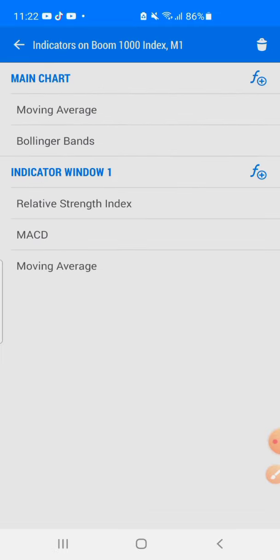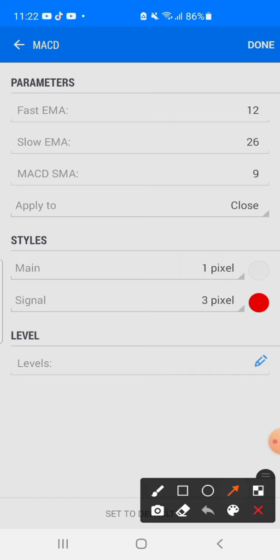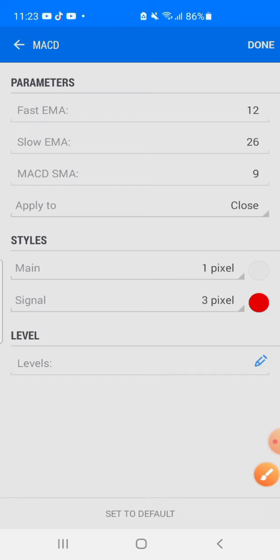Then the next indicator you're going to add is MACD. You have the fast EMA 12, slow EMA 26, and SMA 9. Then apply to close. The first one, which is main, you have to change to your background color. I'm using a white background, so mine is white. If you're using a dark background, you change it to black. For the signal, you can see 3 pixels red. So that's for MACD. You can screenshot this also.